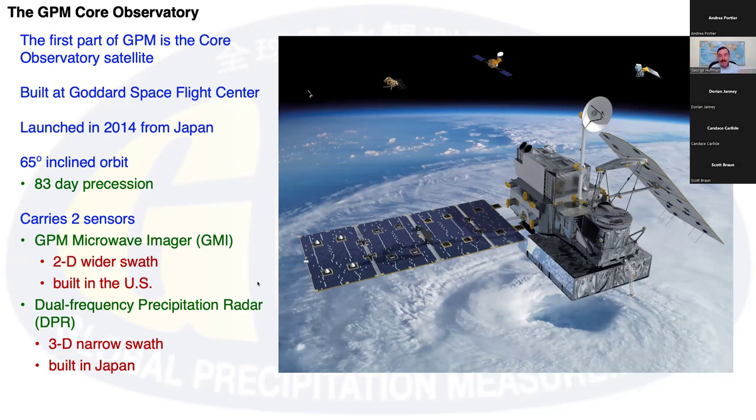Every 83 days, it changes the time of day that it does observations. So every 83 days, it goes through a complete cycle of that, which means we see every part of the daily cycle. The two sensors I mentioned: the microwave imager has a 2D depiction of the data and a wide swath. It was built in the US, Ball Aerospace. And then the dual frequency precipitation radar, which is a 3-dimensional radar image, gives you a narrow swath, and that was built in Japan.